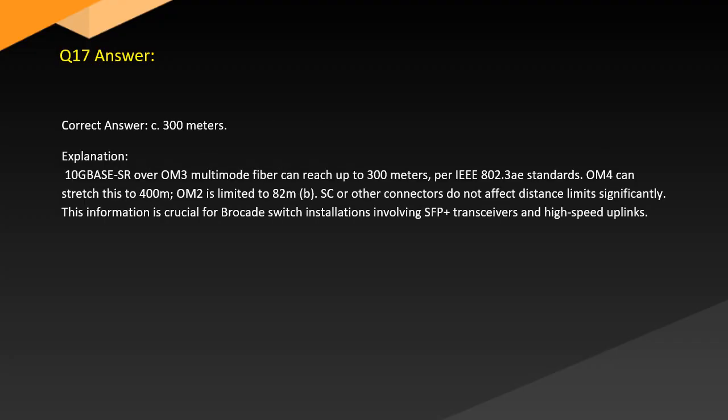Answer. Correct answer C. 300 meters. Explanation. 10GBase-SR over OM3 multimode fiber can reach out to 300 meters per IEEE 802.3 standards. OM4 can stretch this to 400 meters. OM1 is limited to 82 meters. B. LC or other connectors do not affect distance limits significantly. This information is crucial for Brocade switch installations involving SFP+ transceivers and high-speed uplinks.